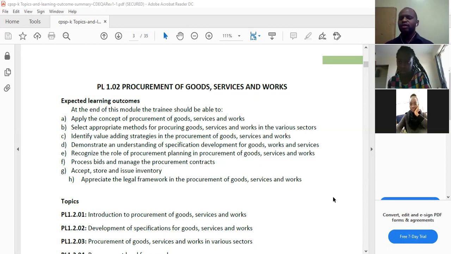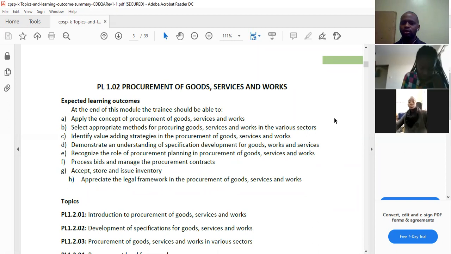So I'll start by giving you the course outline of this unit. The unit is called Procurement of Goods, Services, and Works. As you can all see, it is displayed on your screen. At the end of this unit, you'll be expected to have understood some concepts of procurement of goods, services, and works. You'll also be able to understand some of the methods that are used in procuring goods, works, and services. The other important thing that you'll learn is some of the strategies that add value to procurement of goods, services, and works. You'll also be able to demonstrate and understand some of the specification developments for goods, works, and services.